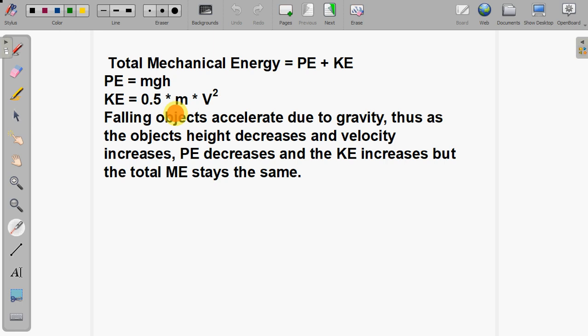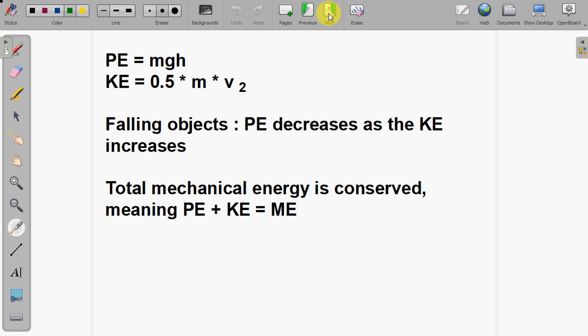So whenever you have objects moving up or down, one of these, potential, is being converted into kinetic, or kinetic is being converted into potential. But the total amount of mechanical energy, or ME, stays the same. Okay, that's the law of conservation of energy.